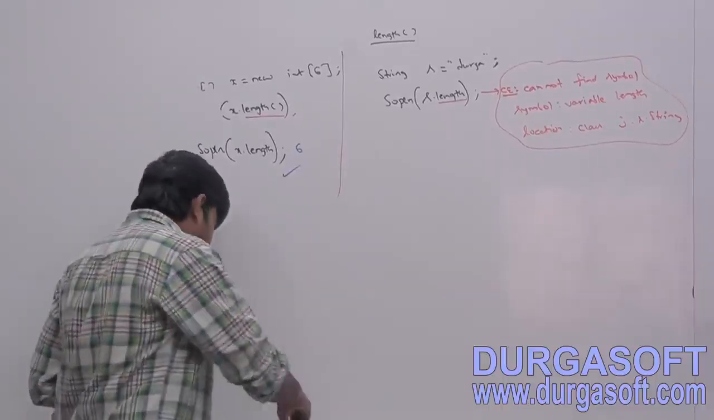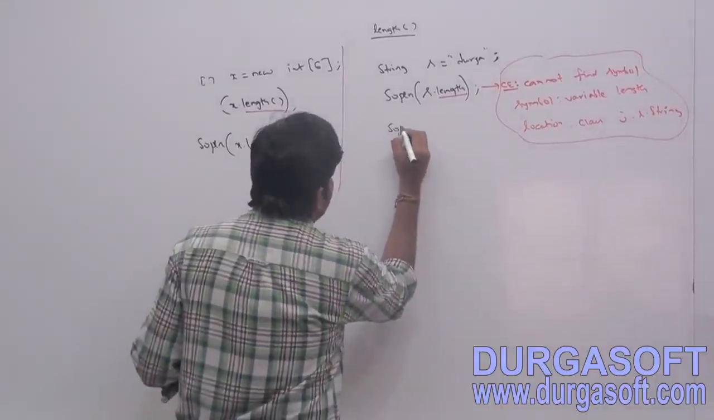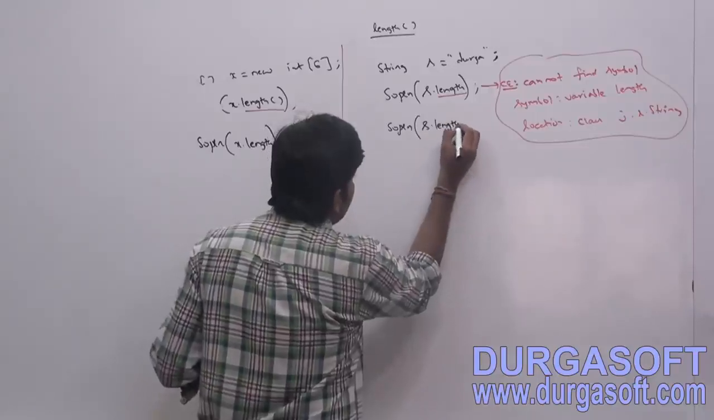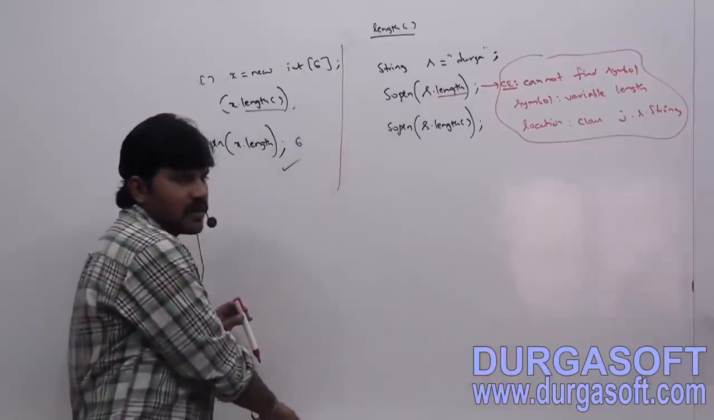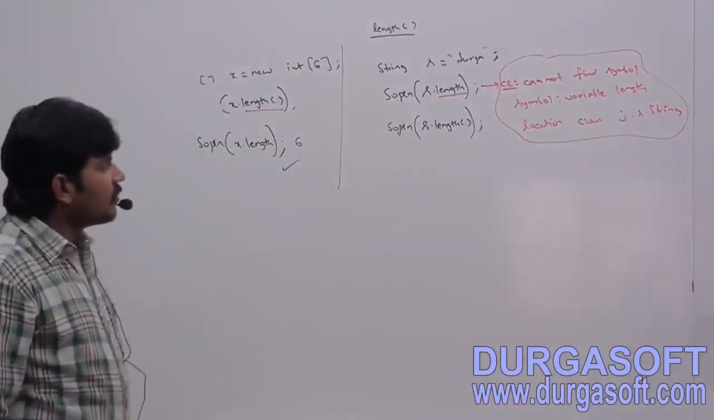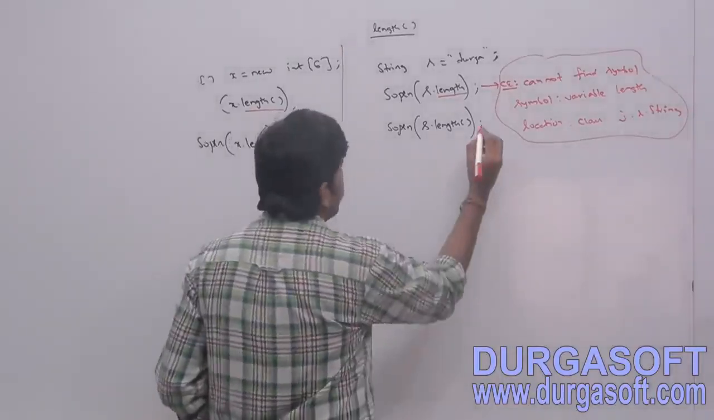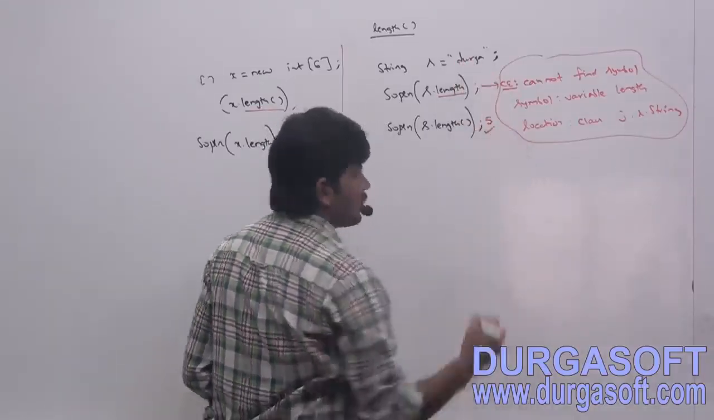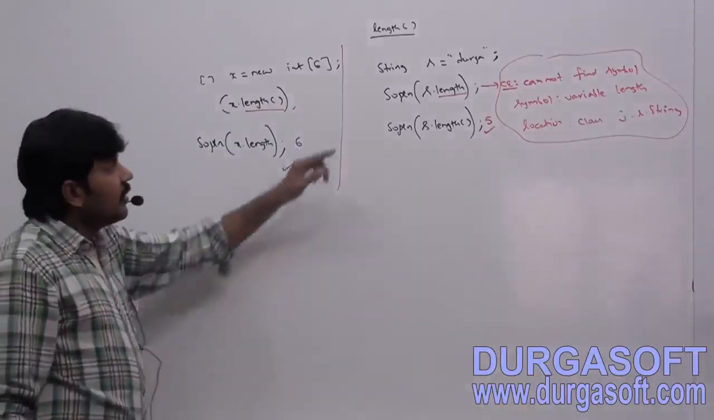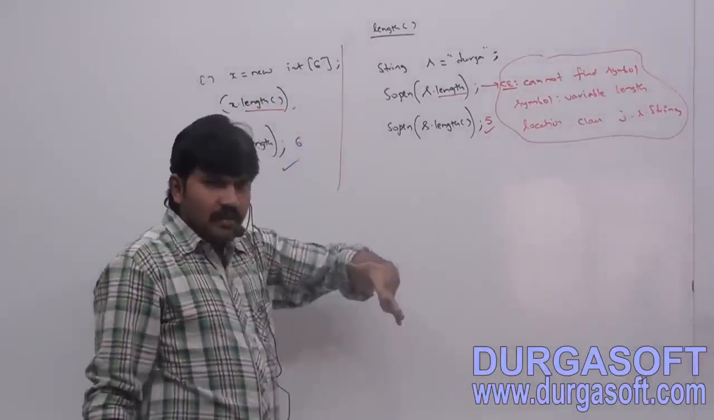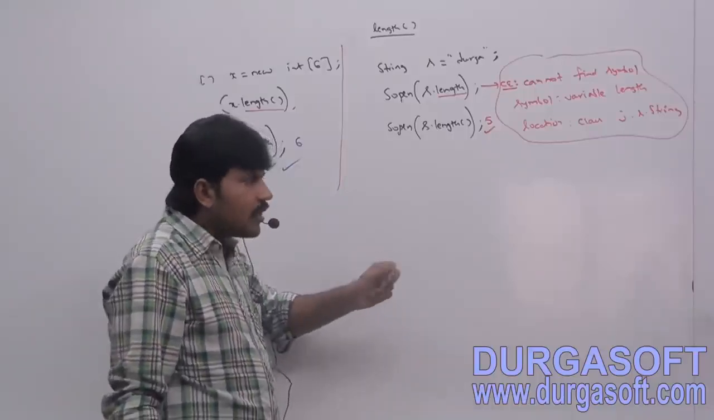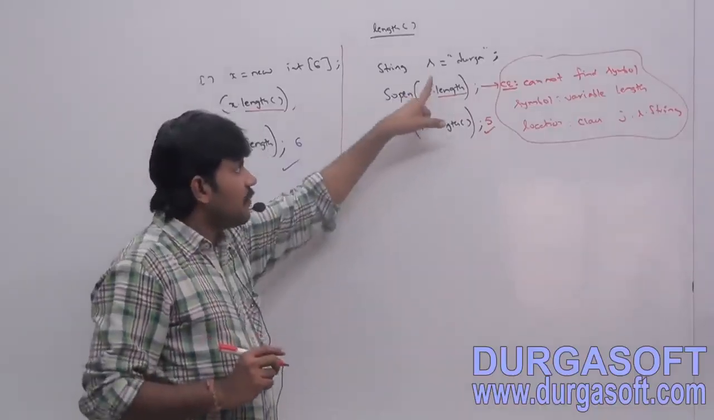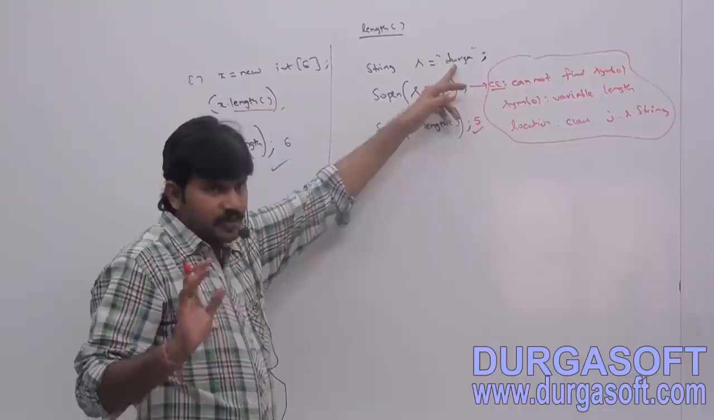Okay. Next, SOP of s.length method I am taking. Can you tell what answer we are going to get now? How many characters are there? 1, 2, 3, 4, 5. 5 is the answer. So length is a method applicable for String objects. Length method returns the number of characters present in the string.